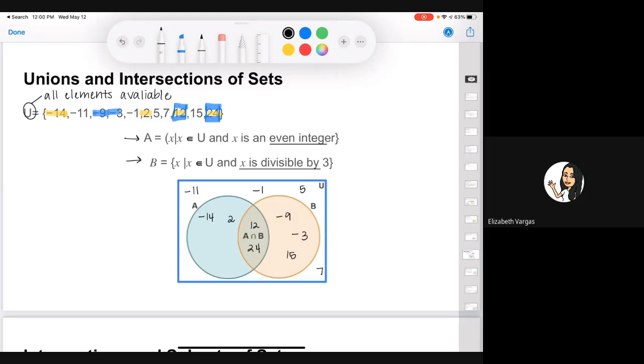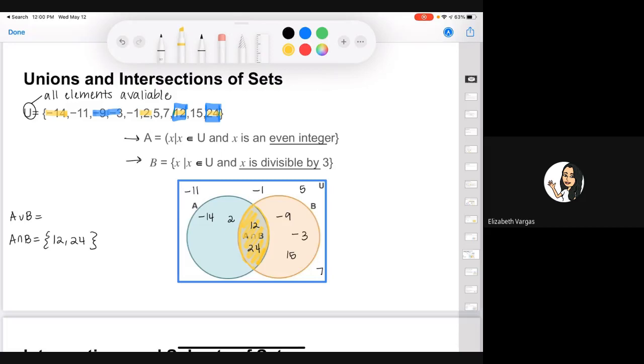Okay? What I can actually do here is I can represent now my union and my intersection. Let's start with intersection. Remember that intersections are only the numbers that are contained in the center. I only have 2 numbers contained in the center, 12 and 24. So that would represent my intersection point.